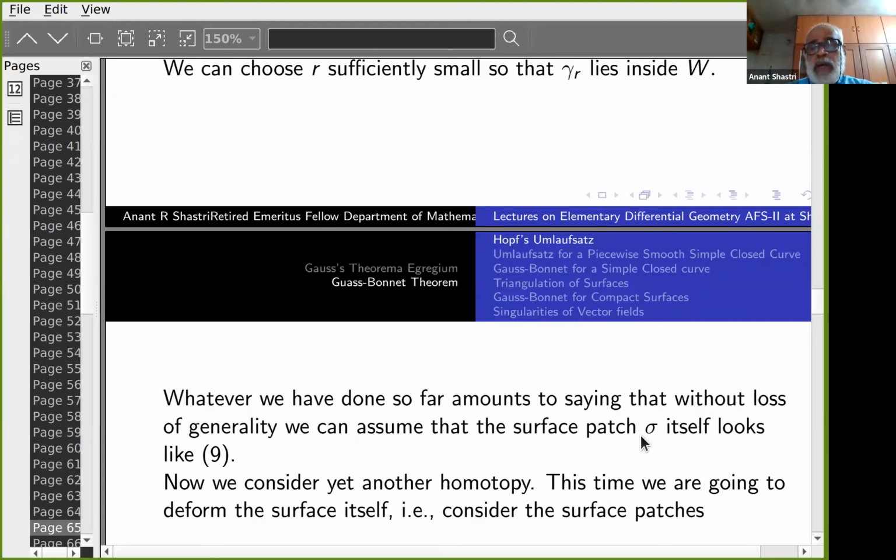Whatever you have done so far amounts to saying that without loss of generality, we can assume that the surface patch sigma itself looks like xy going to alpha of xy. Okay, everything is happening inside this. So if you prove it for the curve here, we would have proved it for a general surface. That is what it is. So now we want to consider another homotopy.